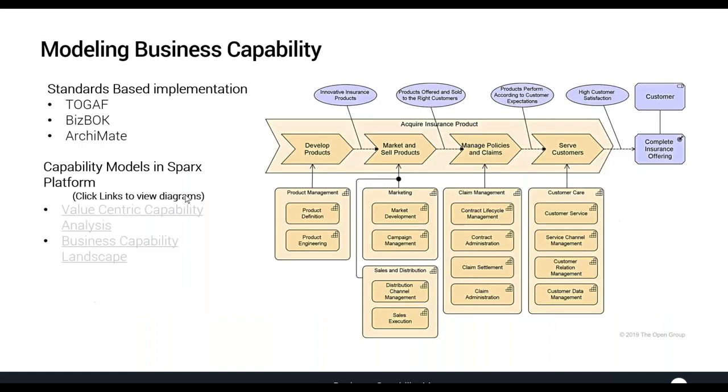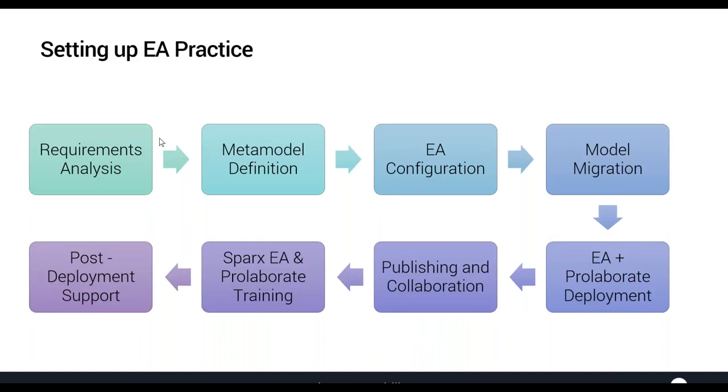So whilst I did say TurboGrafx and BizBox are supported out of the box, in most implementations, taking a big bang approach to implement the entire TurboGrafx architecture has always been, I wouldn't say a failure, but it hasn't gone too far because it's just a lot of work to handle by the enterprise architects. Rather, what we would recommend is take a small subset of TurboGrafx or Archimate that you would like to focus on initially. Just say, I want to focus on capabilities and services.